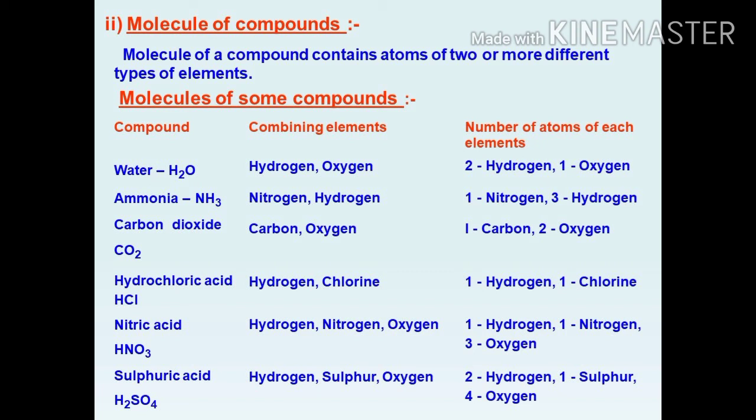Water contains two types of elements. Ammonia contains two types. Hydrochloric acid contains two types. Nitric acid contains three types of elements: nitrogen, hydrogen and oxygen. Sulfuric acid contains three types of elements: hydrogen, sulfur and oxygen. These are known as molecules of compounds.